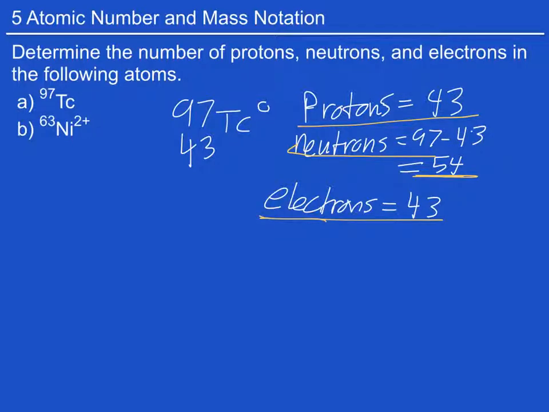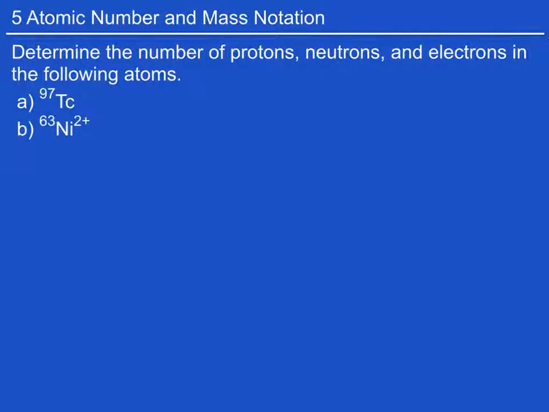Okay, let's take a look at the second one. For this one we are looking at nickel, 63 nickel 2 plus. The first thing we need to do again is look on the table. You can see it's a transition metal. It has a Z atomic number of 28. That means that the protons are 28, right? Because that's equal to the atomic number on the table.